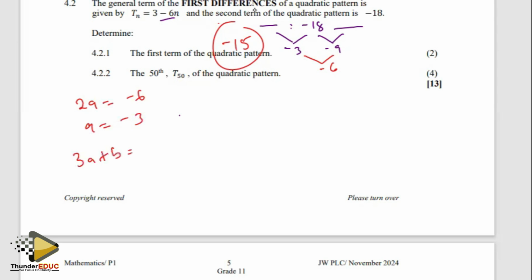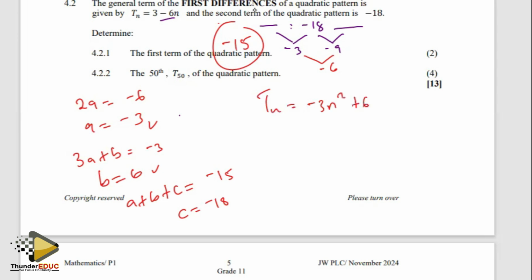3a plus b is negative 3. That's going to be negative 9. Move it that side. b is 6. a plus b plus c, we go to negative 15. So this and that is 3. Move it that side. c becomes negative 18. Then my general term becomes negative 3n squared plus 6n minus 18.